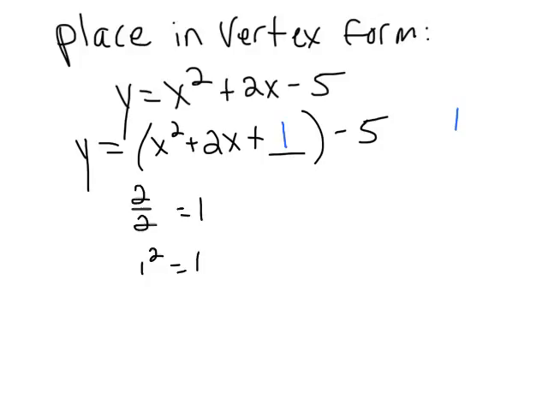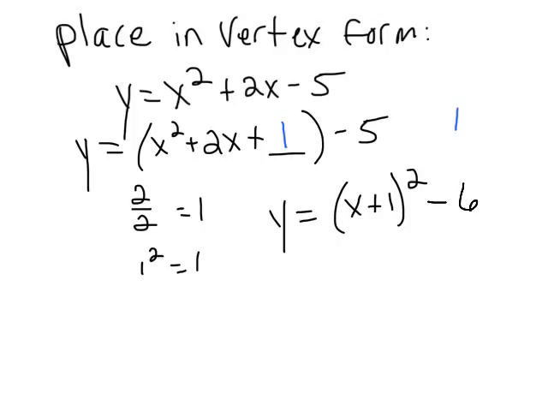I have the 1 here, and I subtract it away out here, so the meaning of my function doesn't change. And then in the end, vertex form looks like this. y is equal to x plus 1 quantity squared, and then you combine the negative 5 and another negative 1, and you get negative 6.